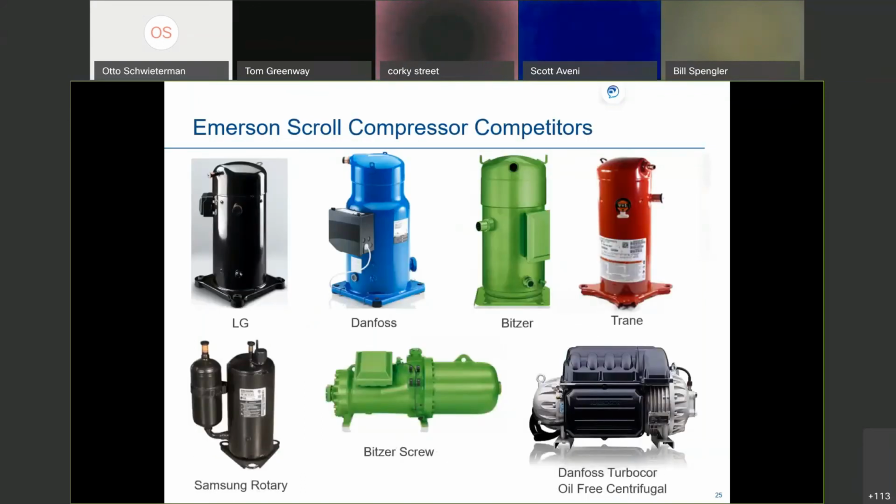This is the last slide. It's just showing a photo of the various competitors to what the Copeland compressors are, from scrolls to rotary screw to oilless centrifugal compressors.